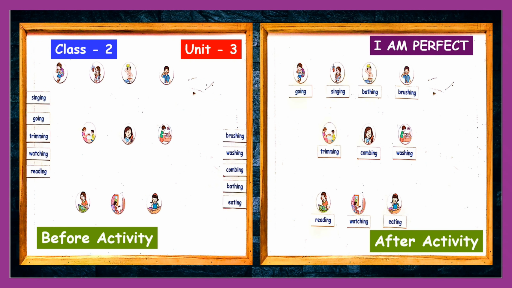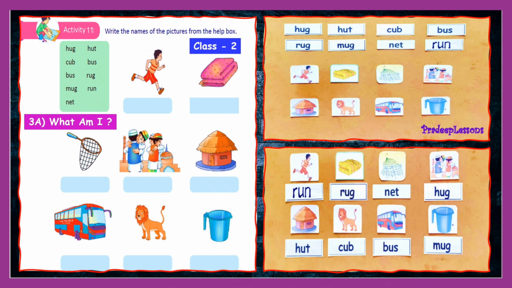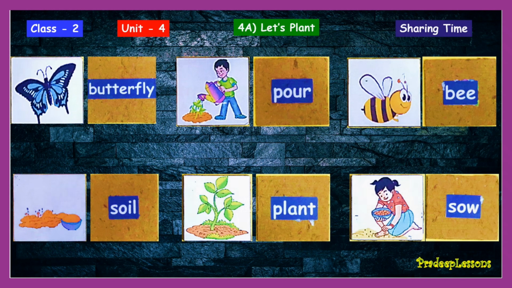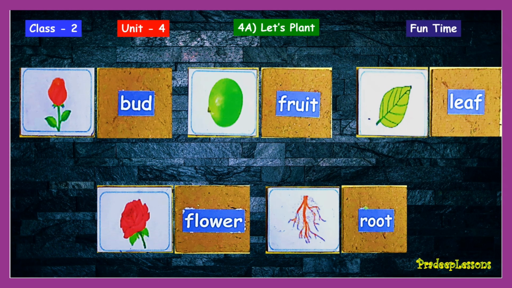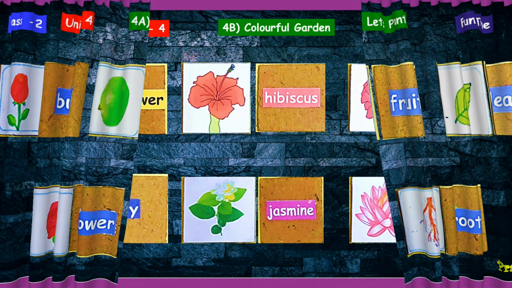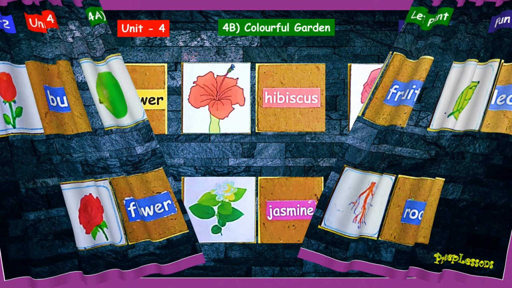In this slide, we are watching before activity and after activity. This is the What Am I help box words and its pictures. This is the picture and keywords of the lesson Let's Plant. Next, teaching learning material is about plant and its parts. Keywords of the lesson Let's Plant.